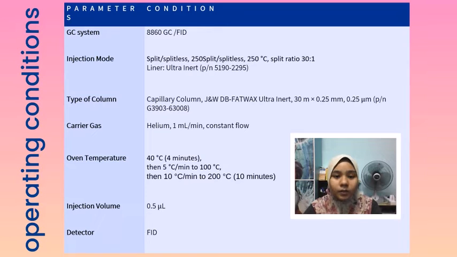Next, to obtain well-separated peaks, the column or oven temperature was set using temperature programming, where the temperature is raised from 40 degrees Celsius continuously at a ramp of 5 degrees Celsius per minute to 100 degrees Celsius. Then, from 100 degrees Celsius, the temperature was raised continuously at a ramp of 10 degrees Celsius per minute to 200 degrees Celsius. Sixth, the injection volume was 0.5 microliters. And lastly, the detector used was FID.